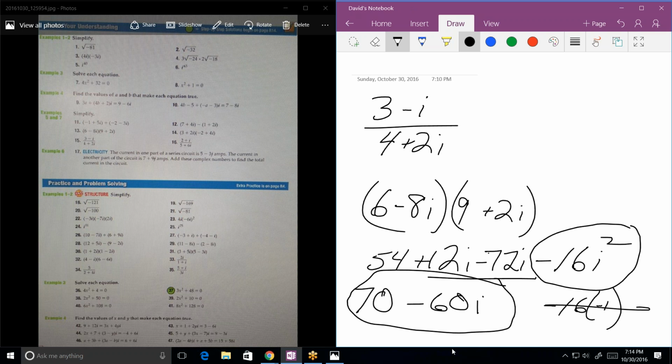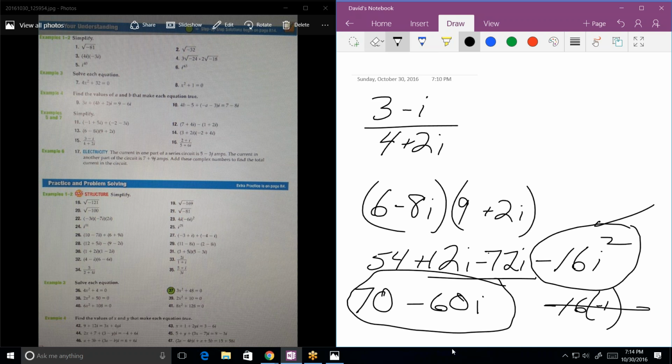The only thing different about multiplying complex numbers from multiplying regular linear factors is you're always converting these i squareds to minus 1. And be very careful here that you don't make a very common mistake, which is to drop one of these negative signs. I needed both of those negative signs, and it turned into a positive 16, not a negative 16.